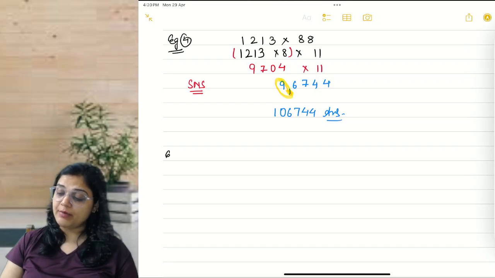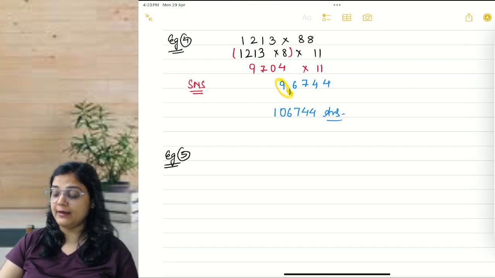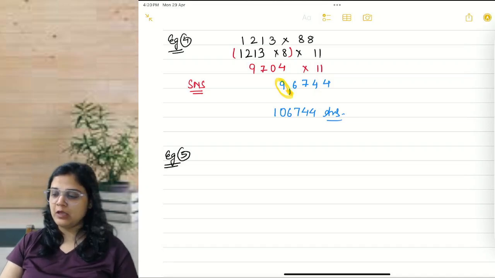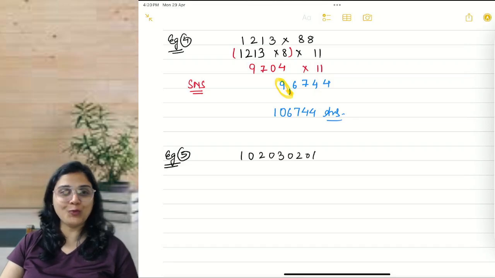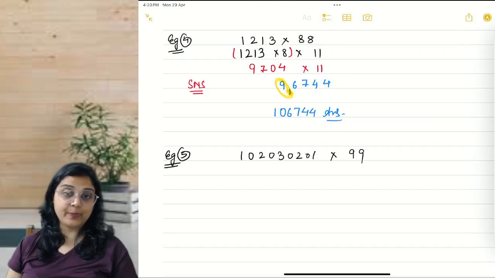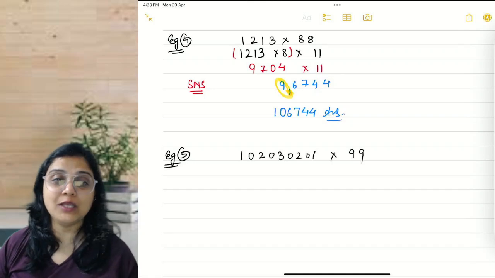So let's see example number 5. In example number 5, I'll take a crazy number this time: 1 0 2 0 3 0 2 0 1. All right, and I'm multiplying it with say 99 this time. So this is really a crazy question.